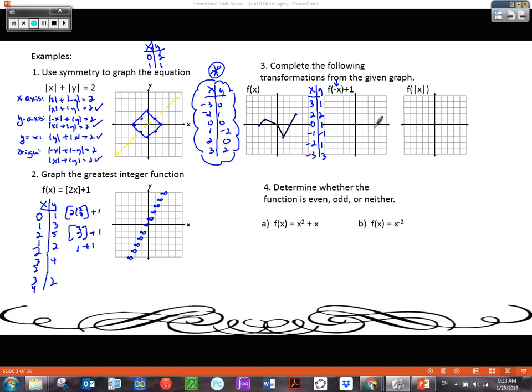So we'll go 3, 1, 2, 2, 0, 1, -1, -1, -2, 1, and -3, 3. So let's draw that.